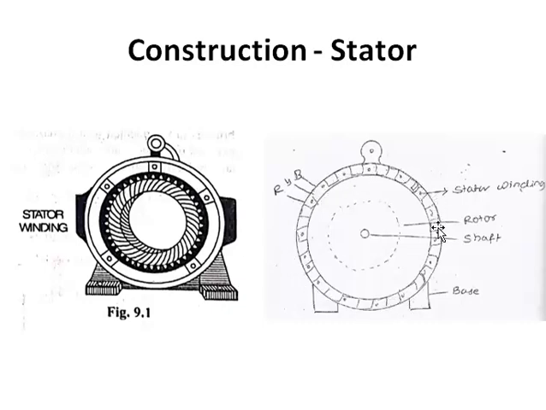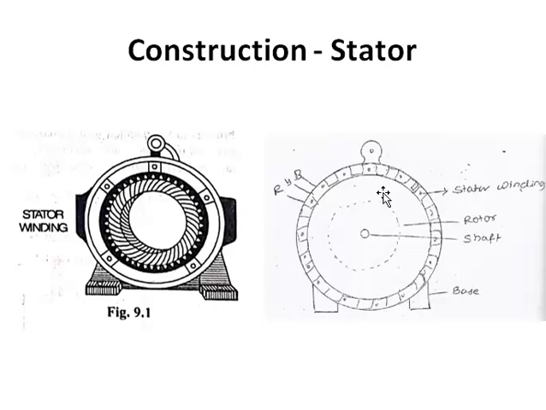This is the outer stationary part of the induction machine, that is the stator, and on its inner periphery we have equally spaced slots. Inside those slots we have a winding called the stator winding, and this is a three-phase RYB winding, supplied with three-phase power. This is the rotor part. In between we have an air gap. Here you see a big air gap, but the air gap is very small, less than 1 mm, in the range of 0.4 or 0.6 mm.